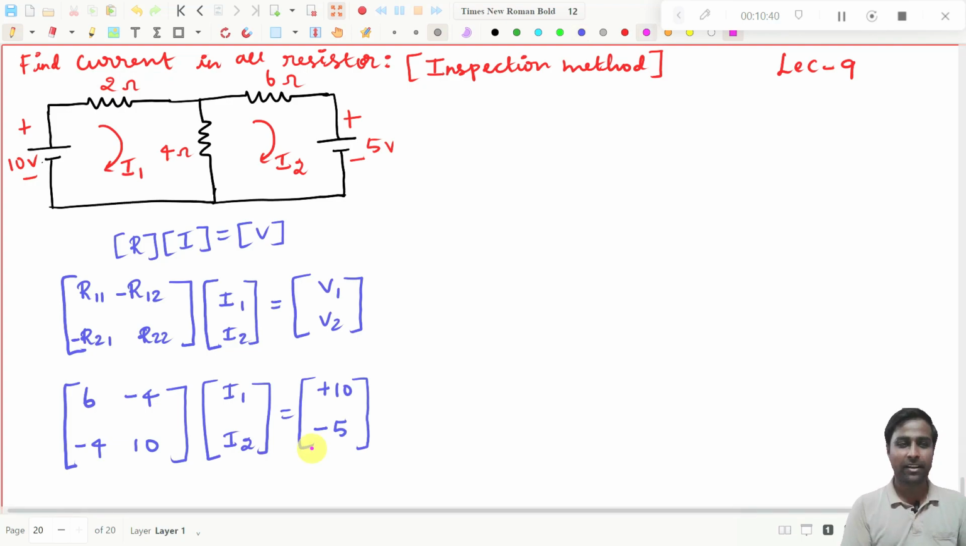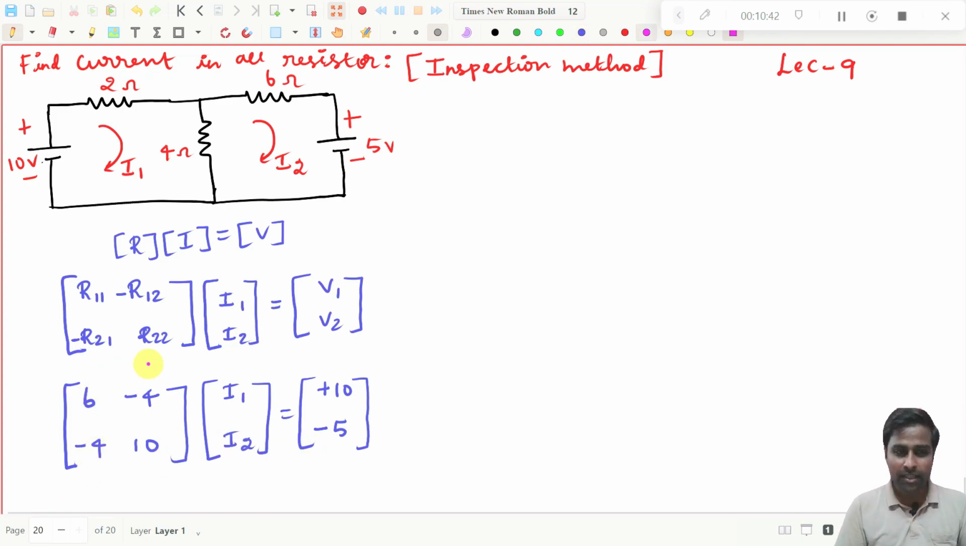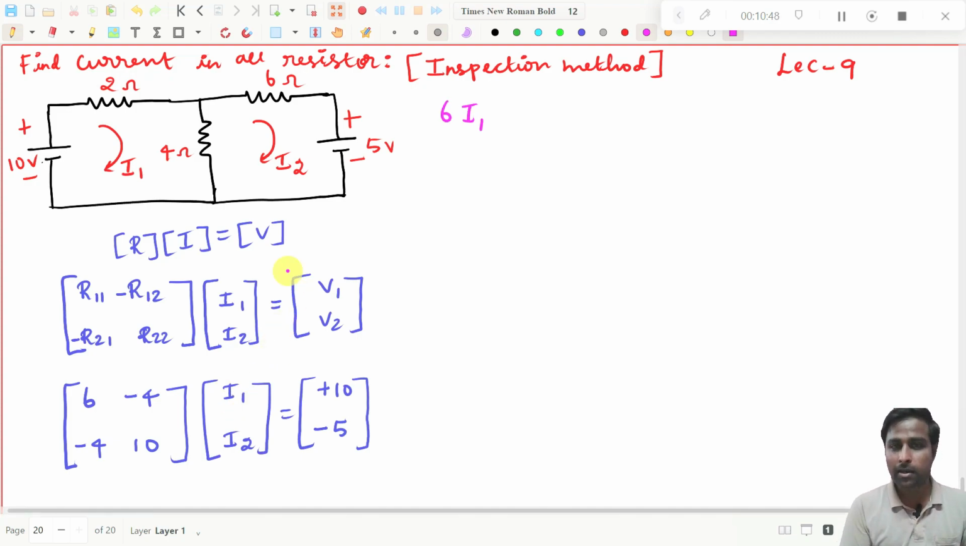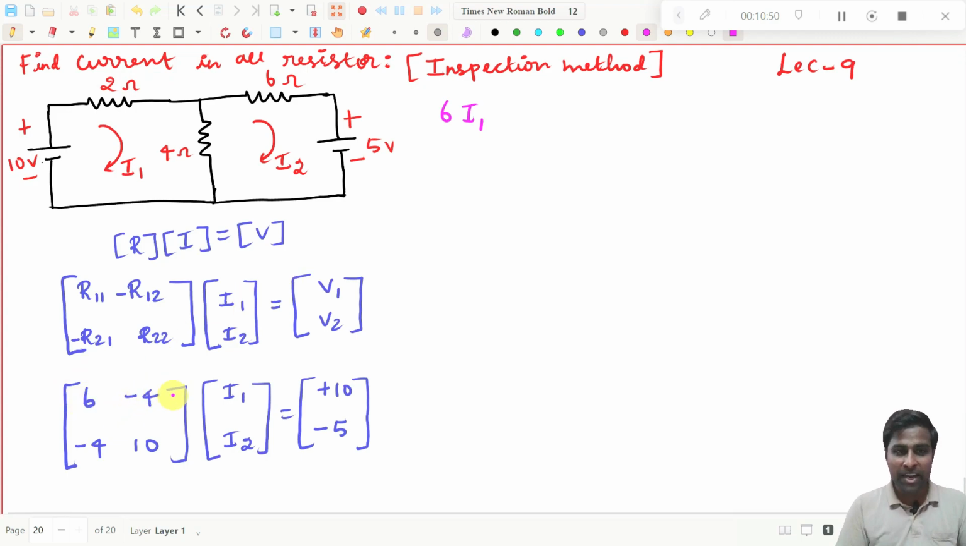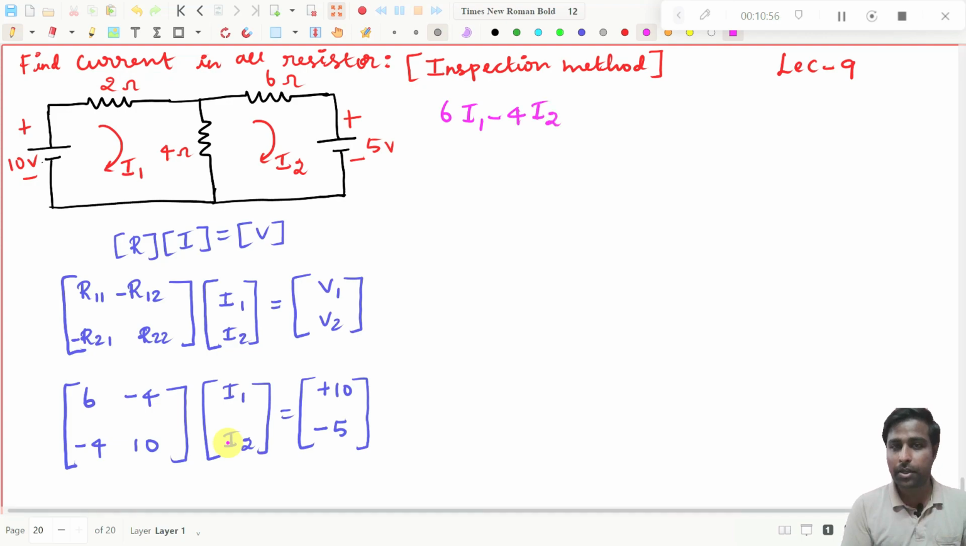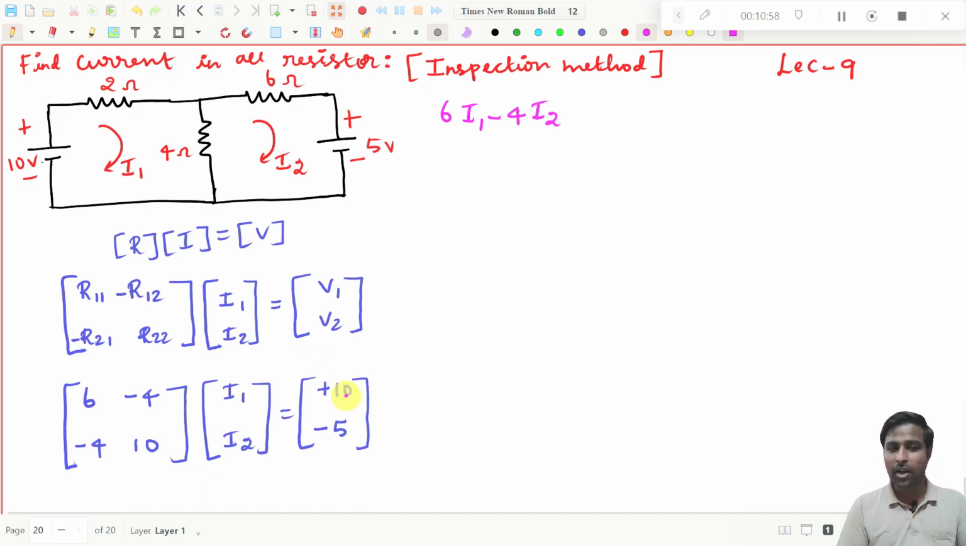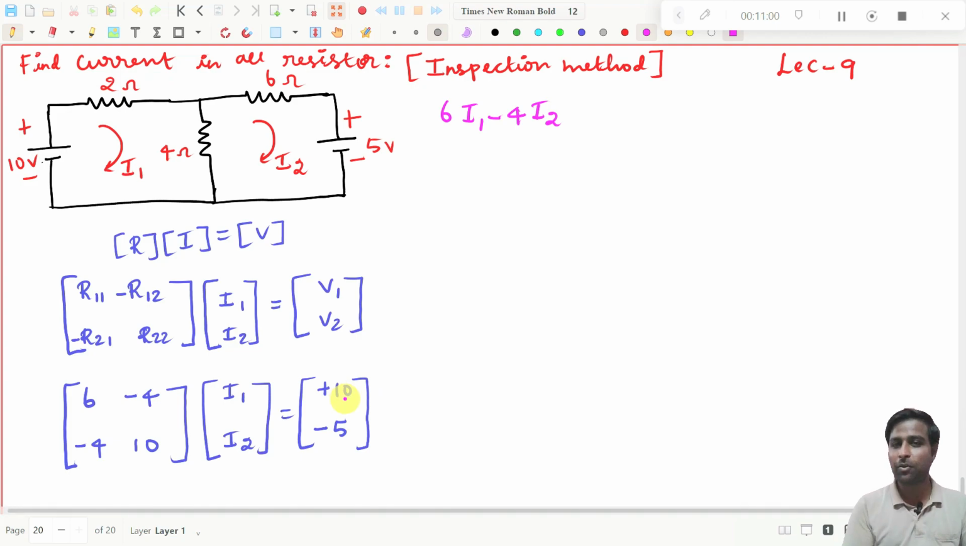So I will write here. You take 6 into I1 minus 4 into I2, that should be equal to 10. That's all. So this is expression number 1.